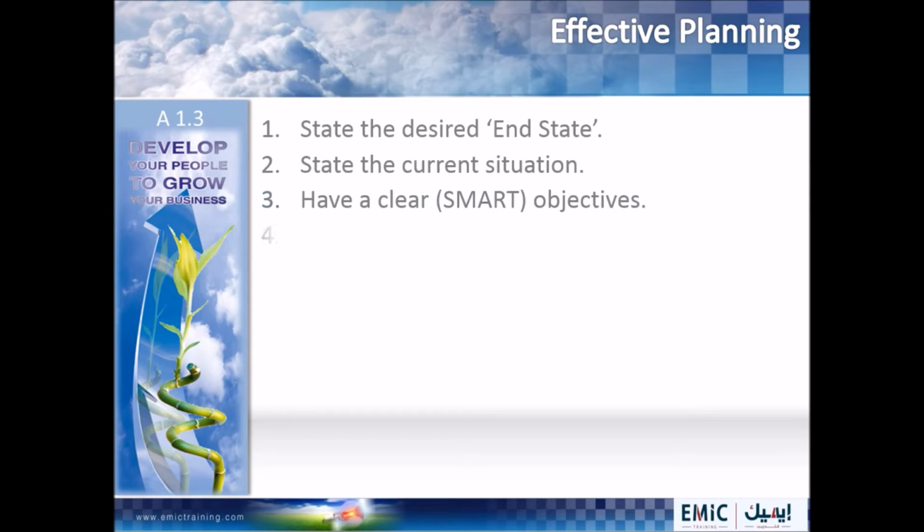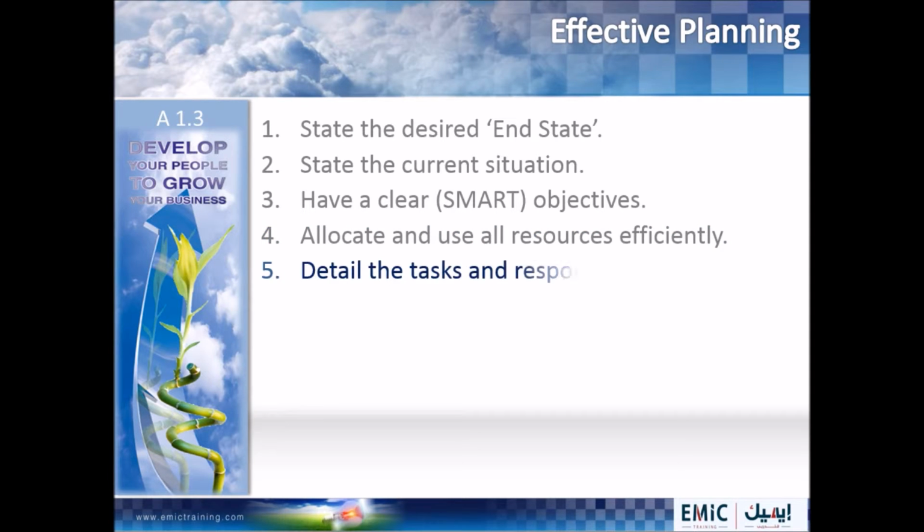objectives, you can now move on to step 4, and you can allocate the use of resources efficiently. Resources fundamentally mean the people, the equipment, the money, and the time that you have dedicated to achieving your key objectives. After resource allocation, you can then move on to detailed tasks and responsibilities.